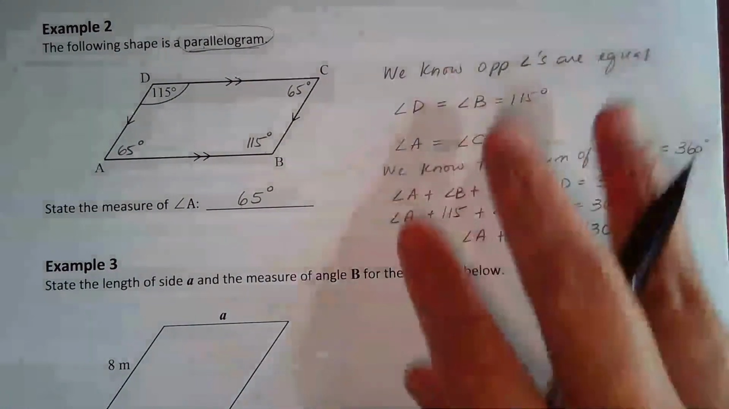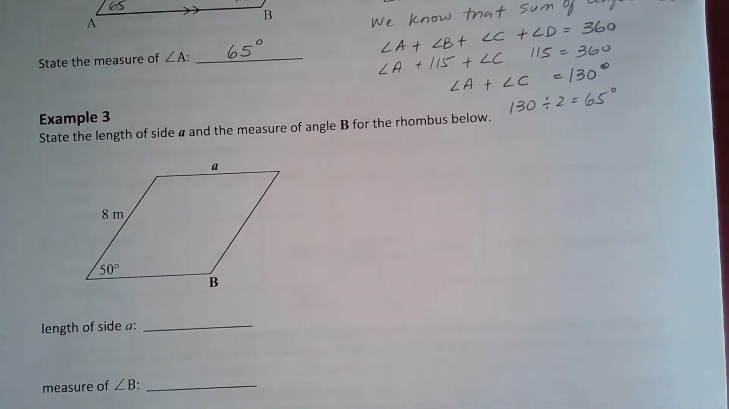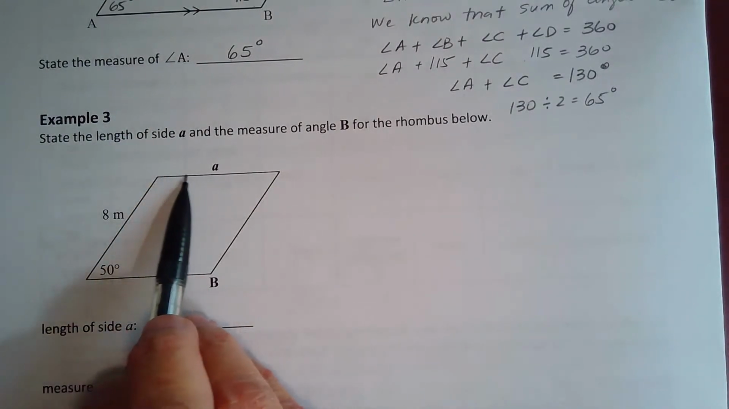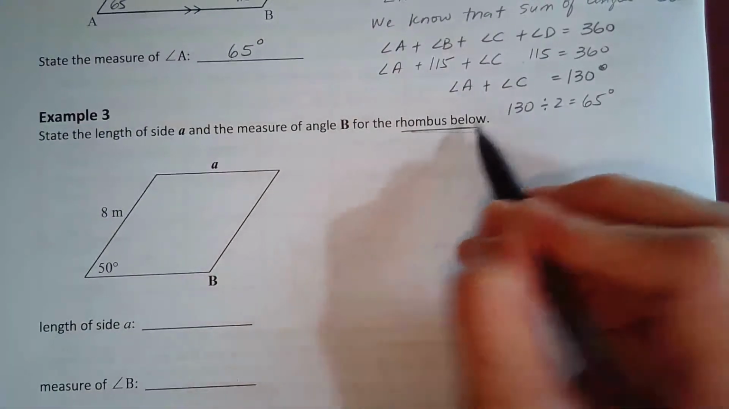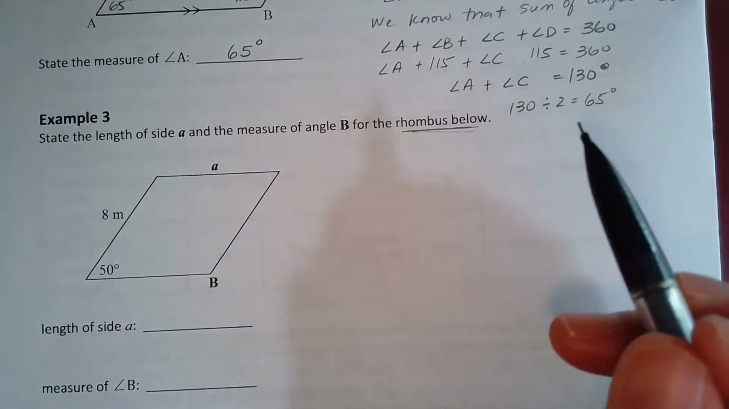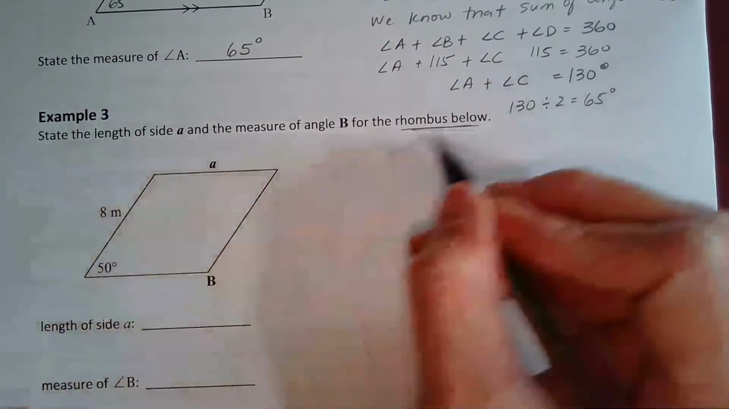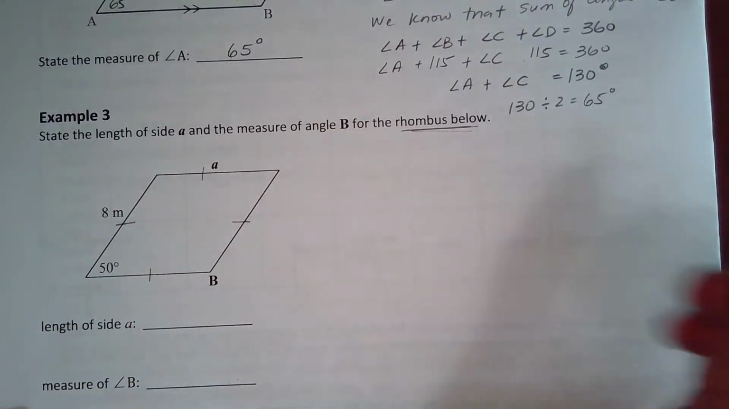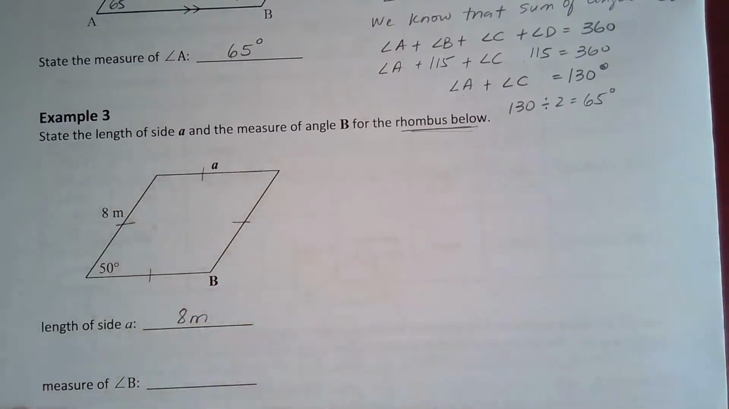So this is where the math comes along. Let's take a look at example 3. State the length of A. This is side A right there, and angle B, which is right here, of a rhombus. Now, what do we know about a rhombus? A rhombus has all four sides equal. If this is a rhombus, that means these four sides are equal. So that one's easy. That means length A is 8 meters.